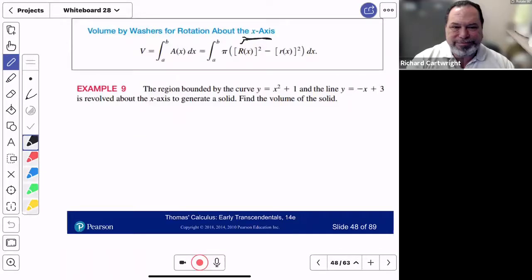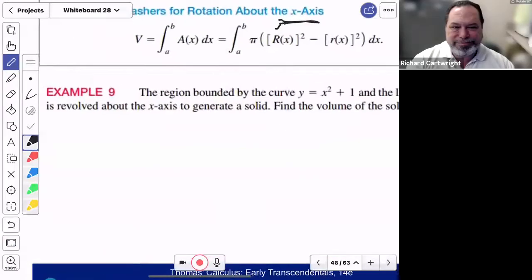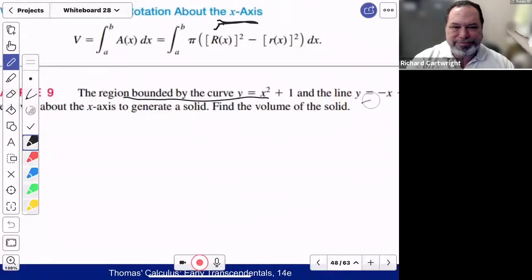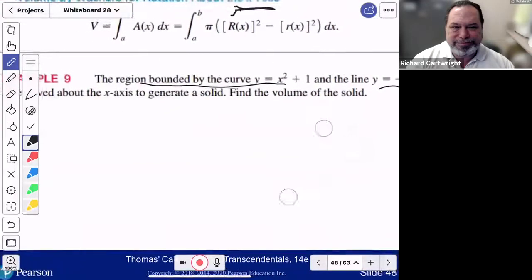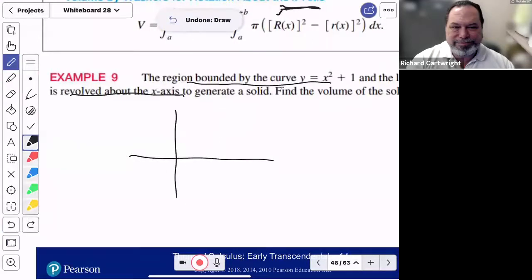Because this is the same lesson. It's the same lesson we've been working on. The region is bounded by this parabola and this line, and it's rotated about the x-axis. So that's pretty standard. Let's see what it looks like, at least in 2 dimensions. There's my, oh wait, no, it has to shift up 1. There it is. There's my parabola.